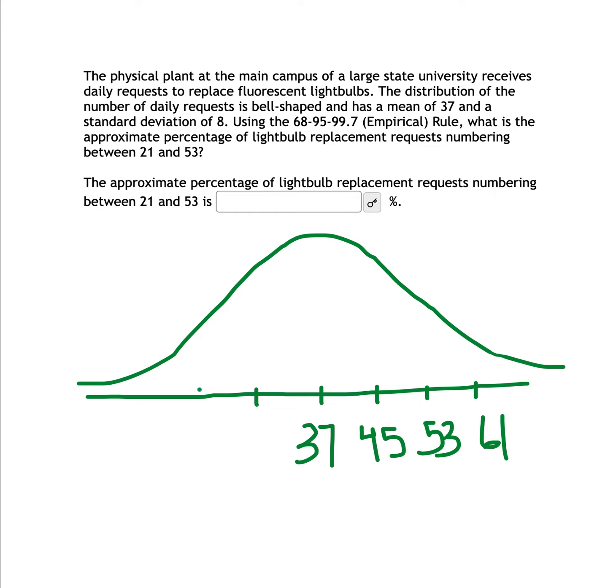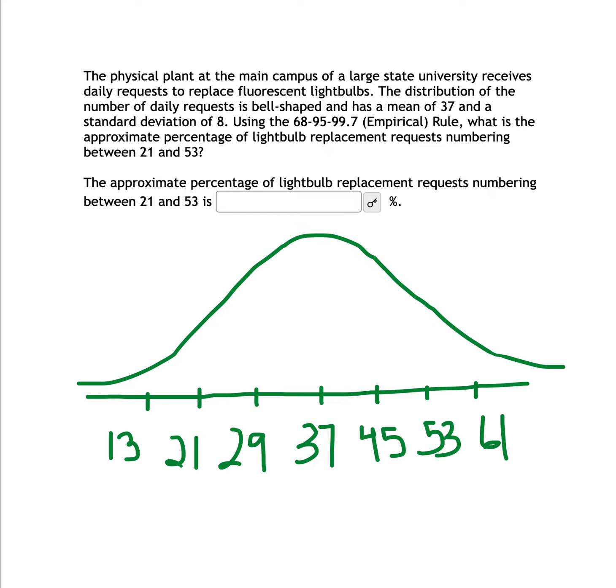Now, when I come out to the left, I have to subtract. So I'm going to take 37 minus 8. That's going to give me 29. And then if I subtract 8 again, that's going to give me 21. And then if I subtract 8 one more time, that's going to give me 13. So I have all my standard deviations set up.